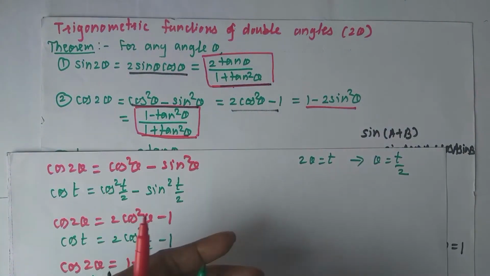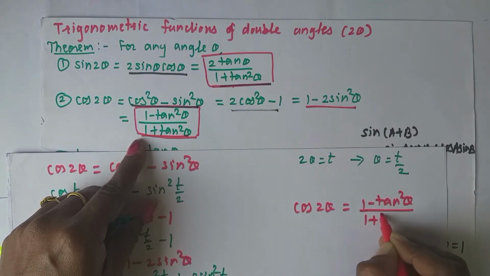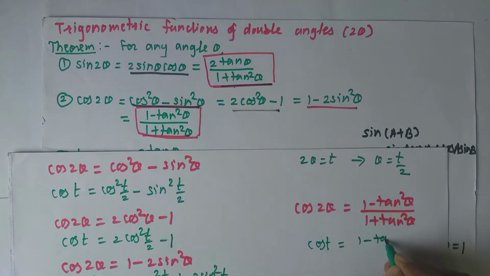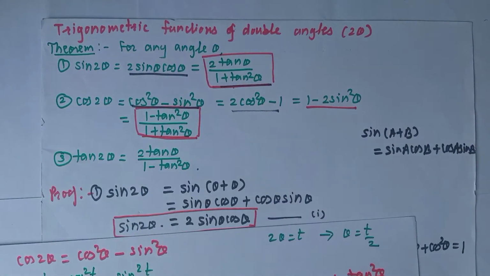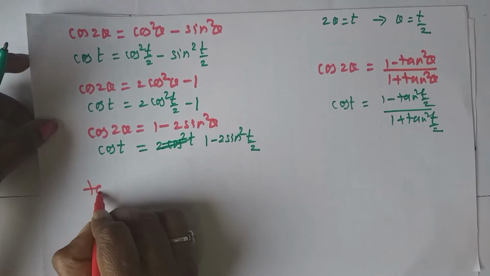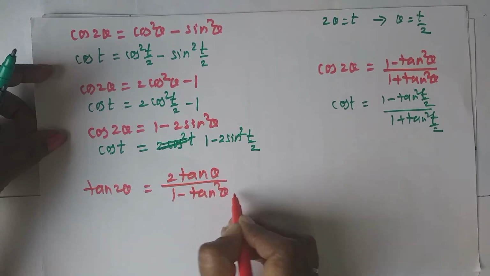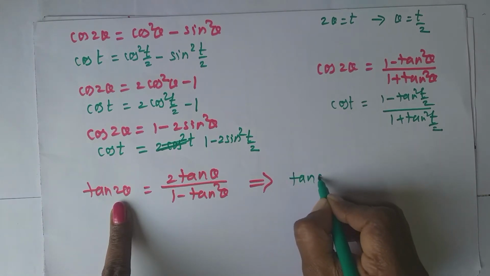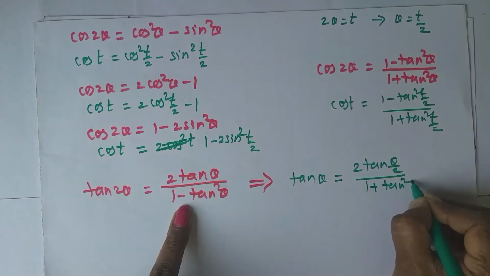And what is the last? The next formula is, see here, cos 2 theta is equal to 1 minus tan square theta divided by 1 plus tan square theta. And this formula becomes cos t is equal to 1 minus tan square t by 2, divided by 1 plus tan square t by 2. And what happens with the last, that is tan 2 theta? We know the formula for tan 2 theta is 2 tan theta divided by 1 minus tan square theta. And this becomes, after keeping the value of 2 theta as theta, tan theta is equal to 2 times tan theta by 2 divided by 1 minus tan square theta by 2.